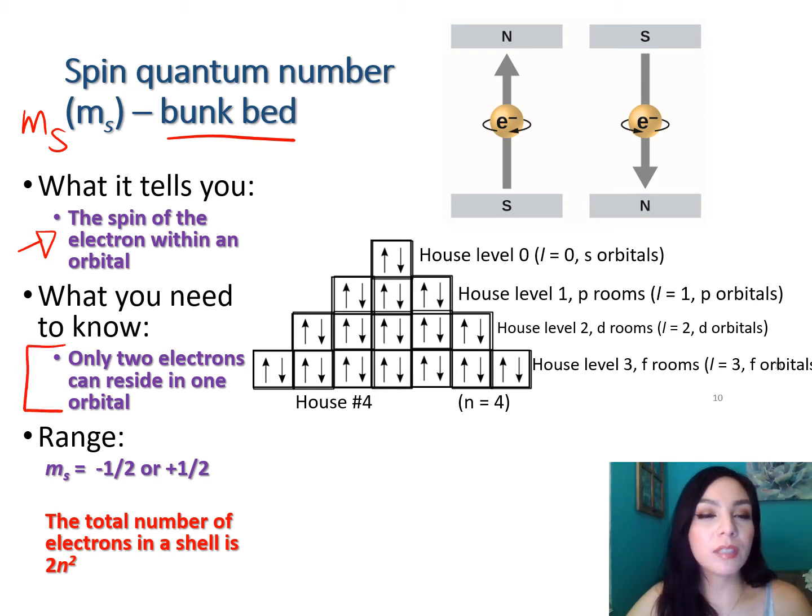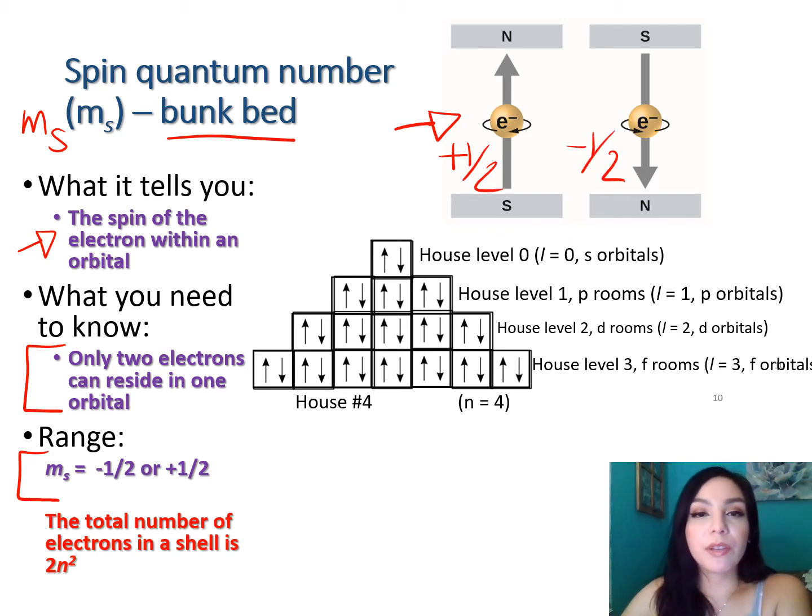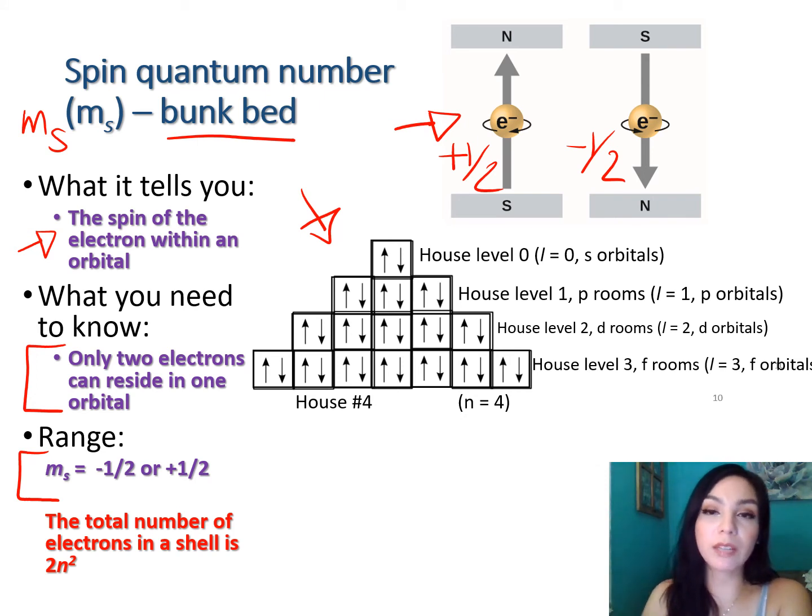Again, this is what it overall tells you, that only 2 electrons can reside within one orbital. Now the actual values that correspond to ms, the spin quantum number, are either -1/2 or +1/2. This corresponds to the spin of the electron. So it can either spin up or spin down. We consider the +1/2 as spinning up, and the -1/2 as spinning down. Here you can see that I actually placed electrons within each room, and one has a spin up, so +1/2, and one has a spin down, so -1/2.